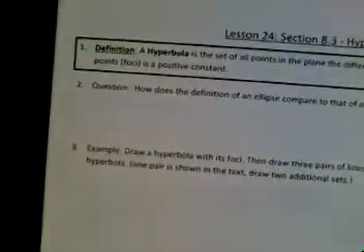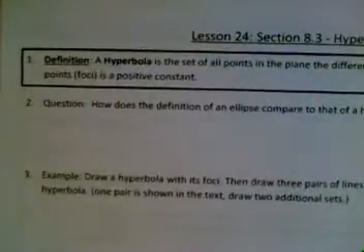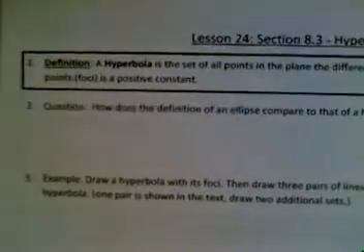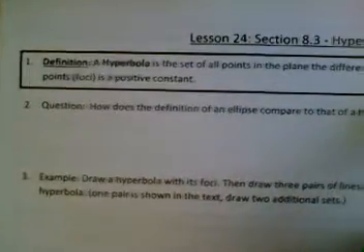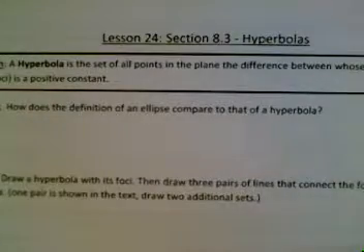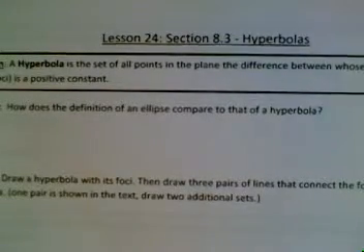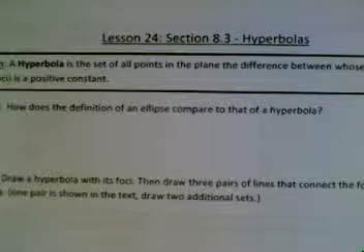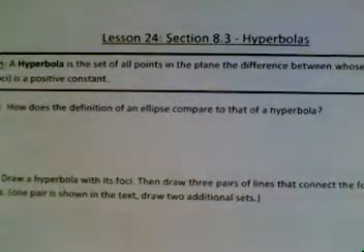Now, the graphical or geometric definition of a hyperbola is specifically the set of points in a plane such that the difference between the distances from two fixed points, the foci, is a positive constant. Let me get this straight again. It's the set of all the points in the plane such that the difference between the distances from two fixed points, those foci, is a positive constant. So what I'm looking at here is this then.